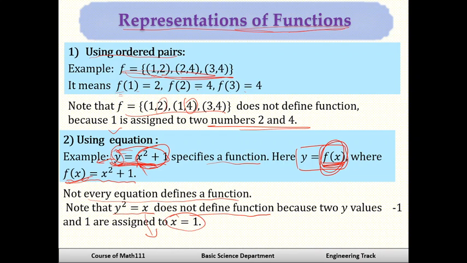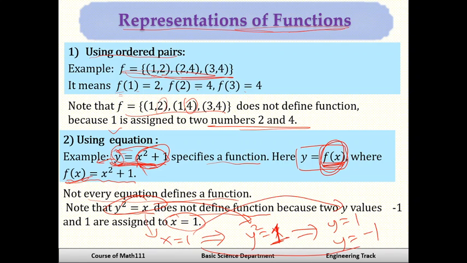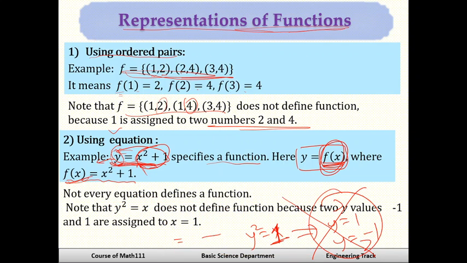1, like x equal to 1, look at this one. So how many values are assigned to x? You see, when x is 1, this equation is assigning two values for x equal to 1, two values. So here 1 goes to 1 and minus 1. So two assigned values for x equal to 1. So this is not accepted. So this equation does not make a function.